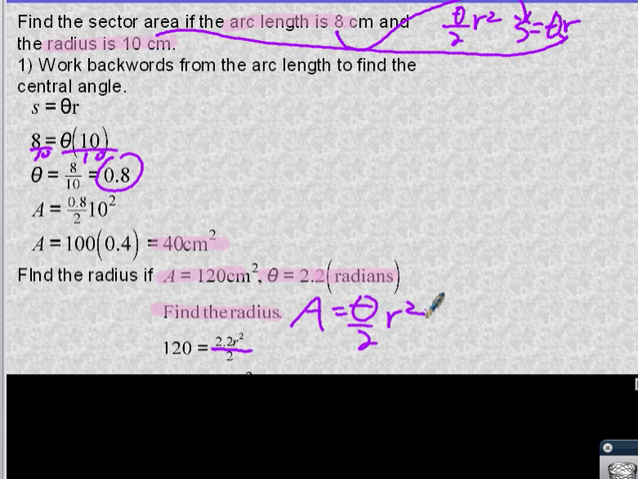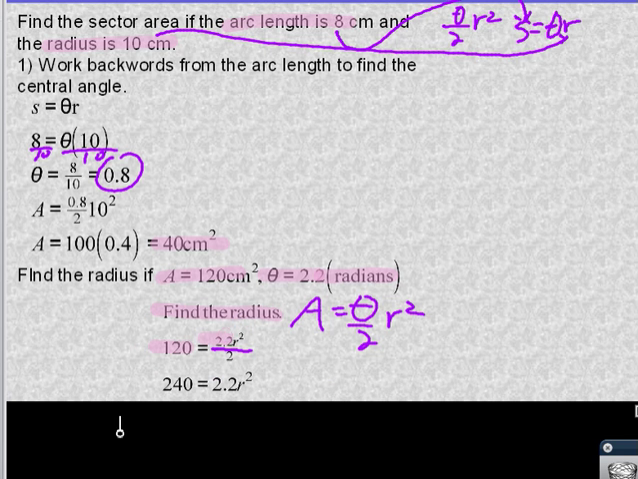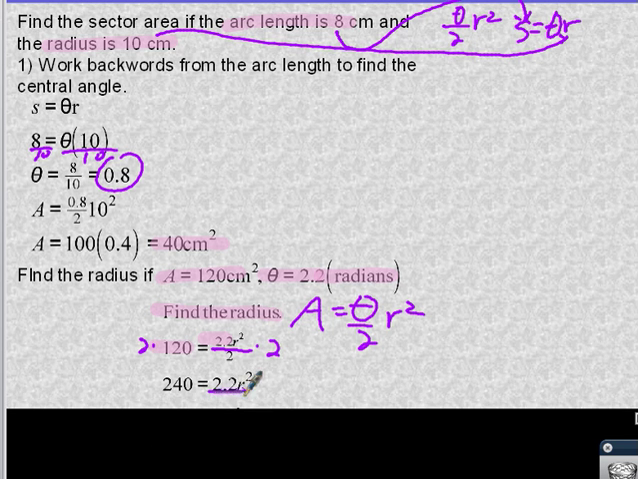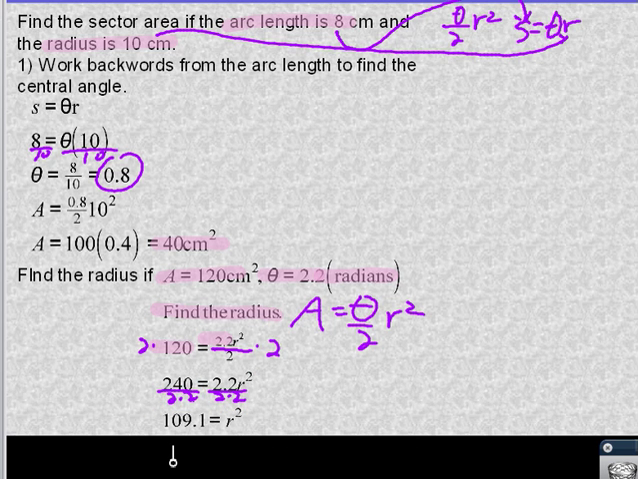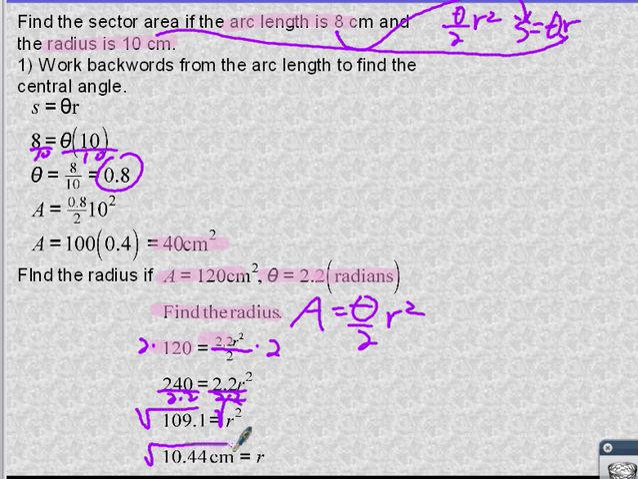We know that 120 is our area, so we're going to plug that in here. We know our central angle is 2.2, and then we're going to solve for r. Multiply both sides by 2, and now divide out our 2.2, and square root. So we're going to get our radius as 10.44 centimeters.